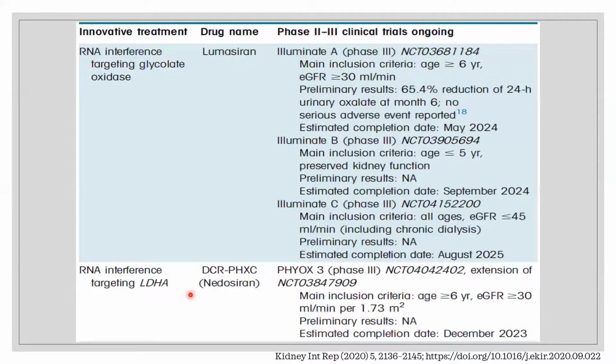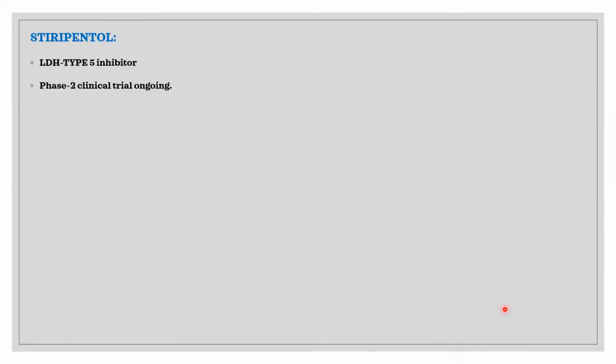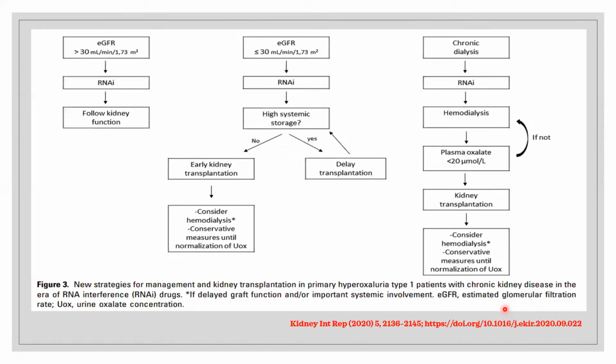Even a trial of nedosiran is also undergoing, where they have included patients more than 6 years of age with preserved EGFR. Even preliminary results were not out. Coming to the stiripentol, it is a LDH type 5 inhibitor which decreases glyoxylate to oxalate conversion. The phase 2 clinical trial is ongoing.